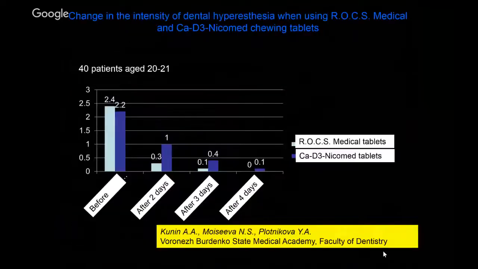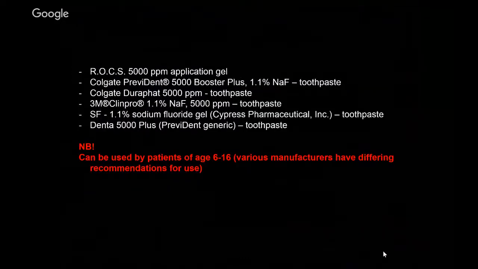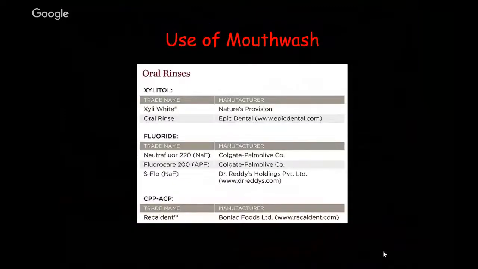And now we have some scientific research on the benefits of these tablets. And for remineralizing therapy, we recommend 2 applications per day of fluoride with a high concentration, approximately 5,000 ppm. Now we have many gels with 500 ppm fluoride, from ROX, Colgate, 3M, and others. The high concentration is more effective for a stable result of remineralizing therapy. And we also have some mineral mouthwashes now.